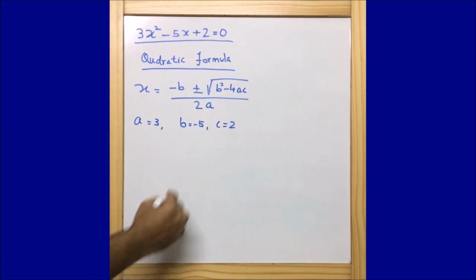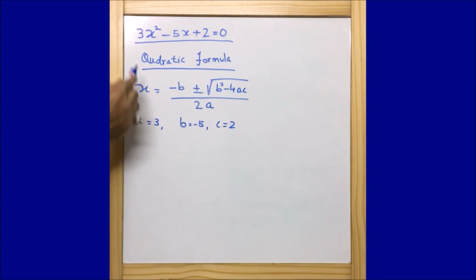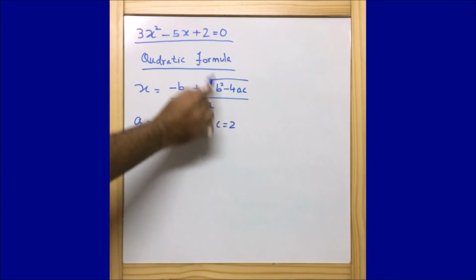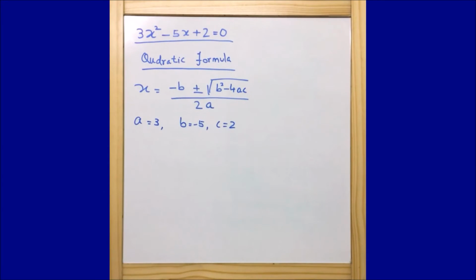Hope guys we understood how we got these values. These are the coefficients. So here the coefficient of x square is 3, b is equal to minus 5 and c is the constant term 2. That is what we are taking here.